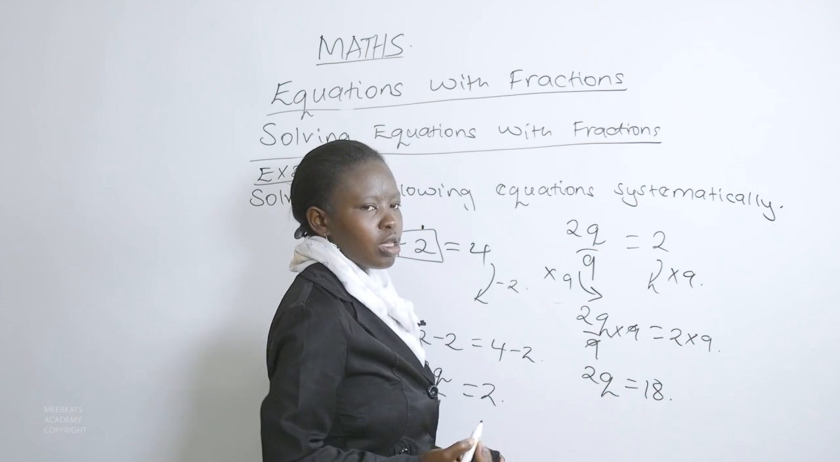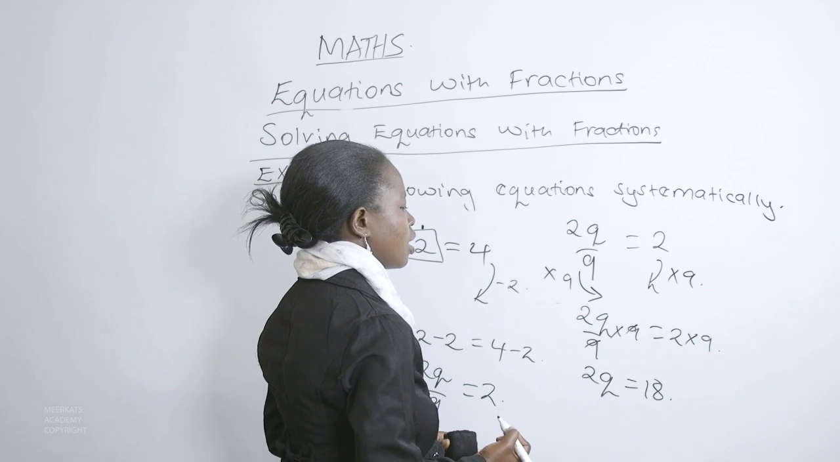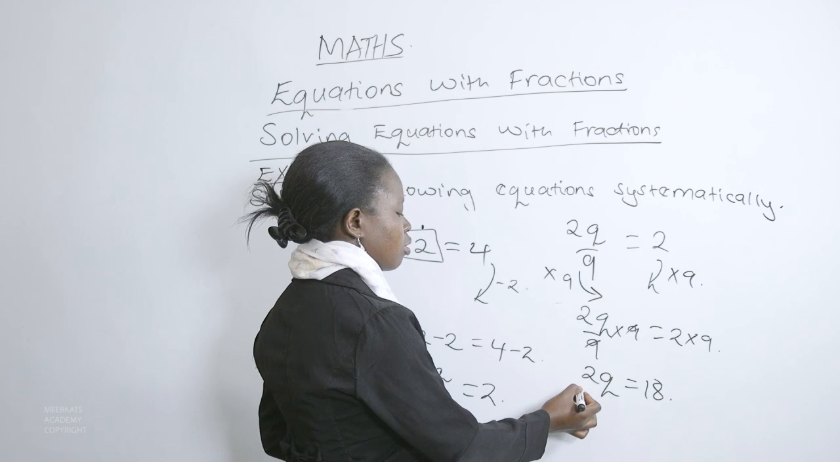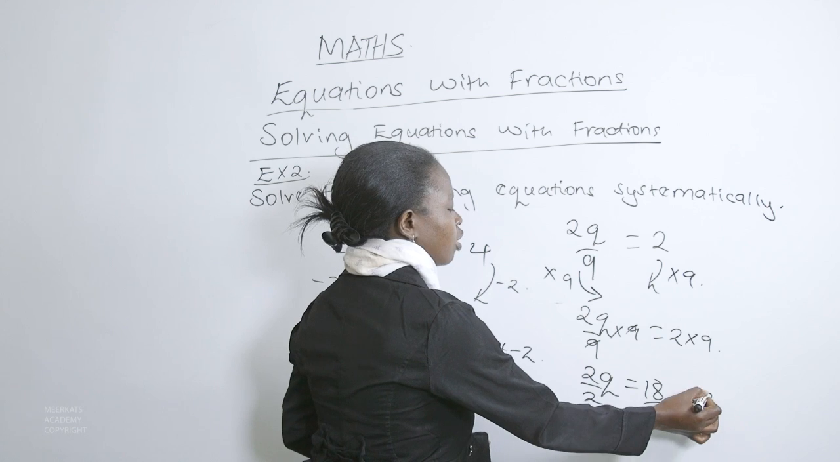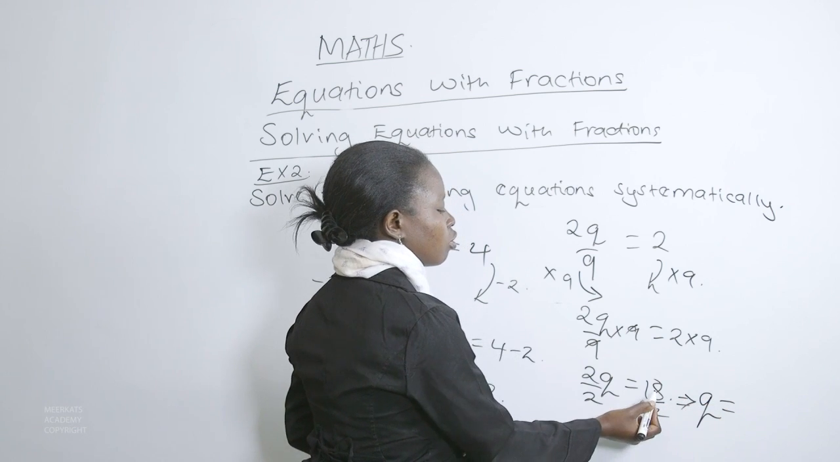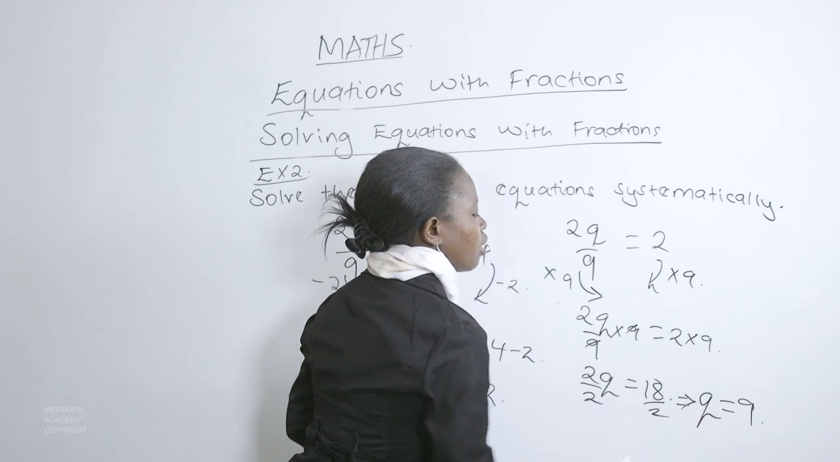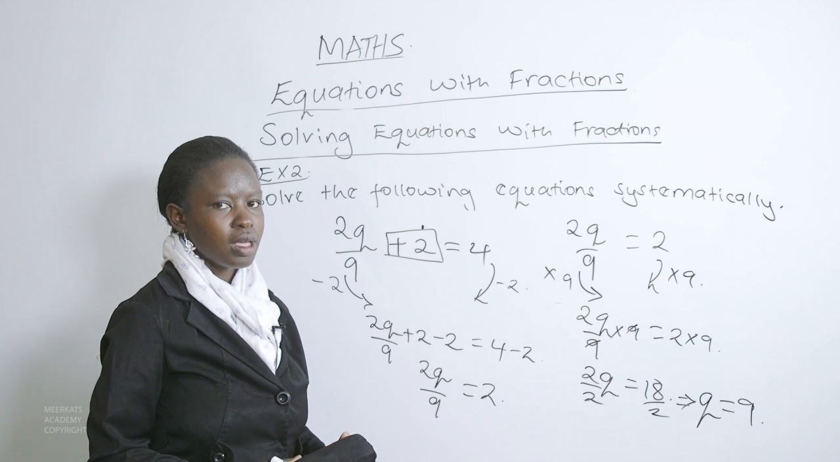So if we need to get the value of q, the next step then is division by 2 on both sides. So divide by 2, divide by 2. So that our value for q will be equal to 18 divided by 2 gives us 9. So our value for q in that case is 9.